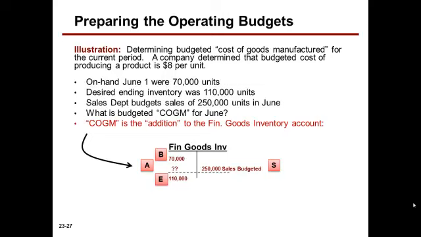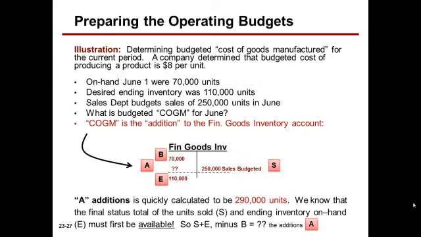Again, COGM is the addition to the finished goods inventory account. What does A calculate out to be? A is the additions, and is quickly calculated to be 290,000 units. We know that the total of the units sold, S, and the ending inventory on hand, E, must first be available. The S plus E is what I call the outcome to our problem.